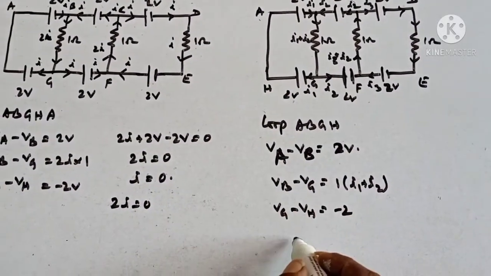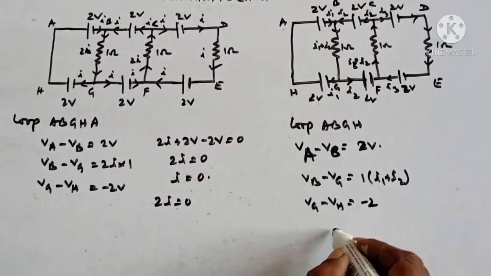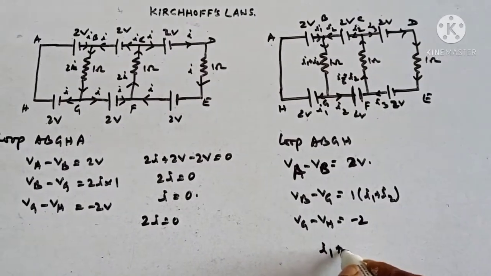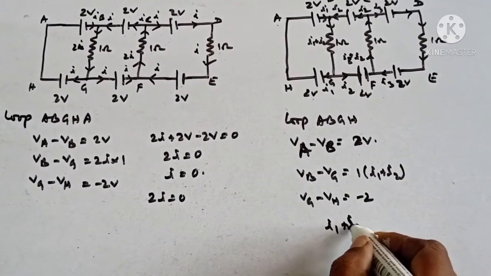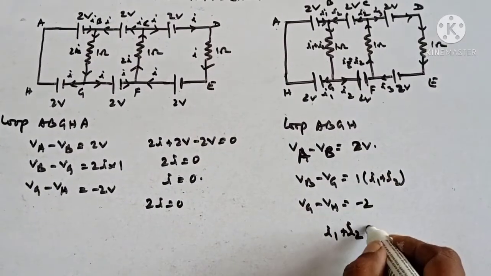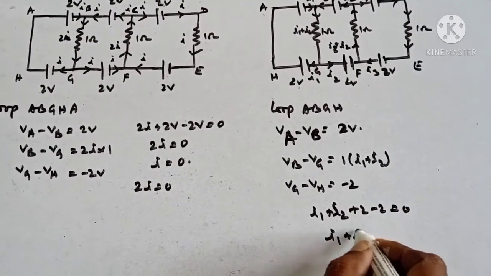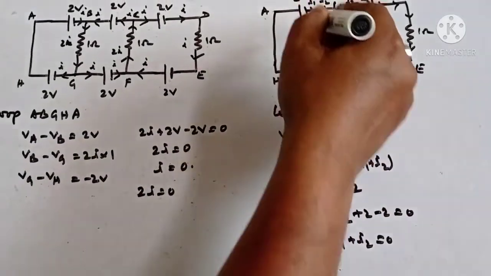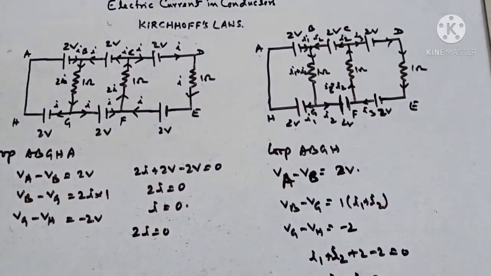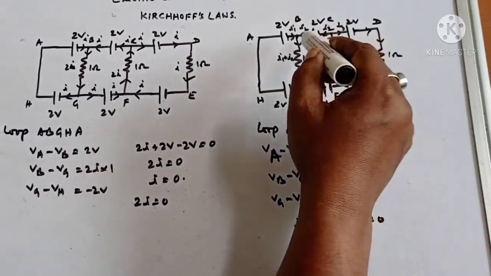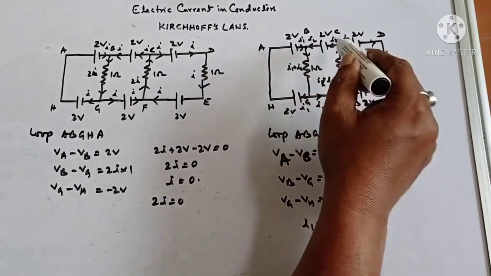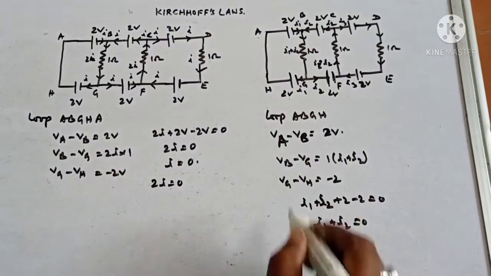So here again, what do you get? I1 plus I2, this plus 2 minus 2 equal to 0. So I1 plus I2 equal to 0. See, current in this resistor is 0. And if you consider this loop again, you will get the same result.